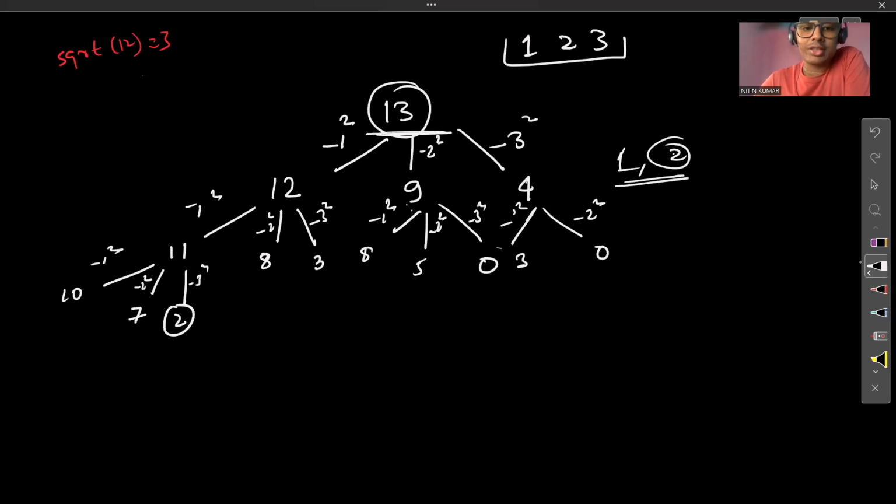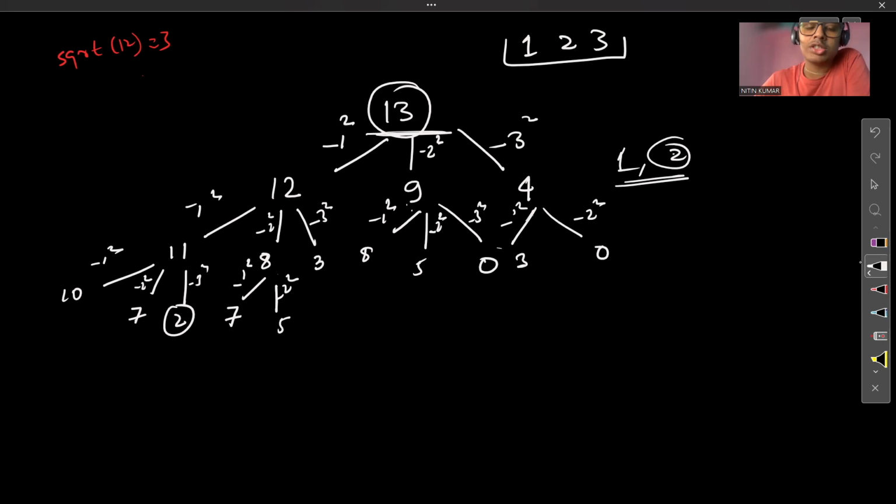Again, I'm taking this 8. When I take the square root of 8, it will get me the value 2. So I can subtract only 1 and 2 from it. So 1 square will be subtracted and 2 square will be subtracted. When 1 square is subtracted, the value will become 7. And when 2 square is subtracted, the value will become 5.